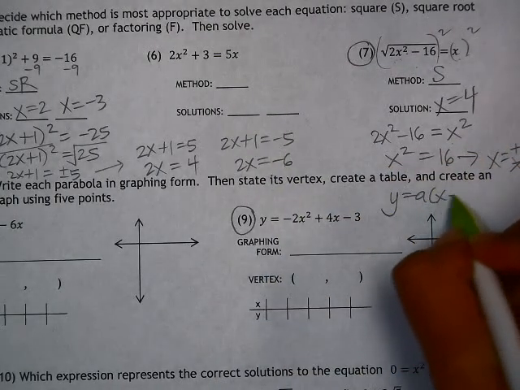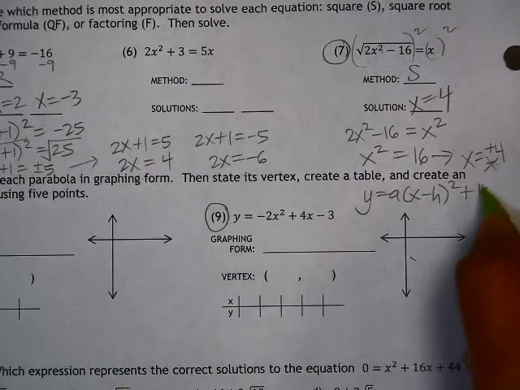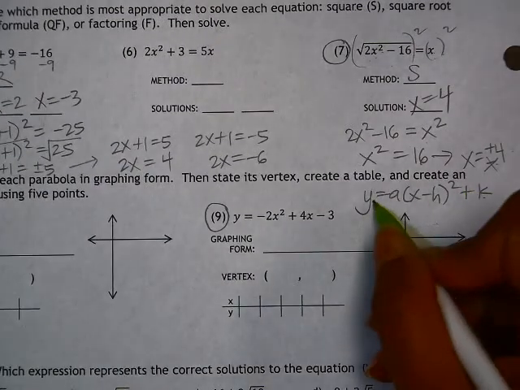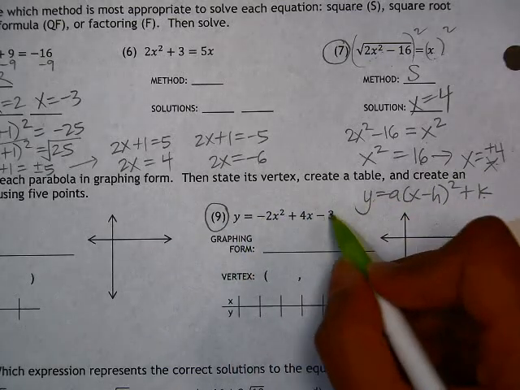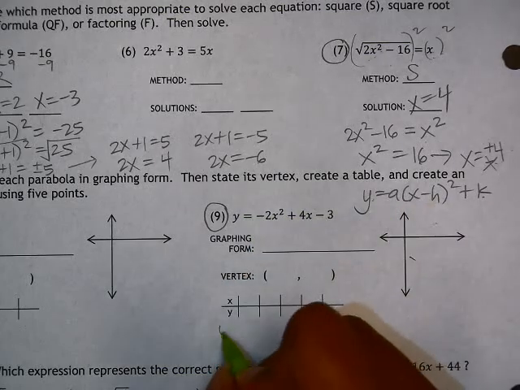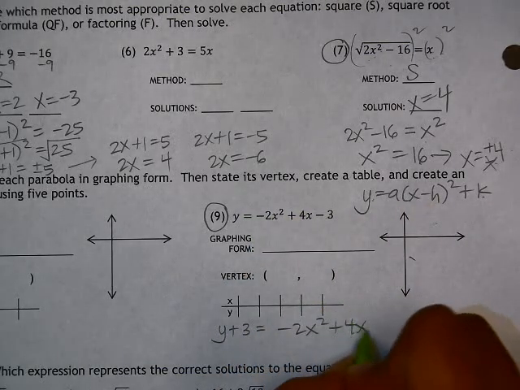Graphing form of a parabola looks something like this, either with the plus k over here, or your teacher may have had you put the minus k on this side. Either way. Looking at this equation, the first step is to move this c value over to the other side. So that's y plus 3 equals negative 2x squared plus 4x.